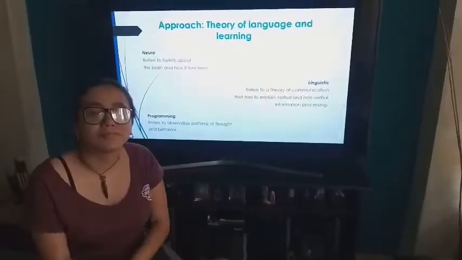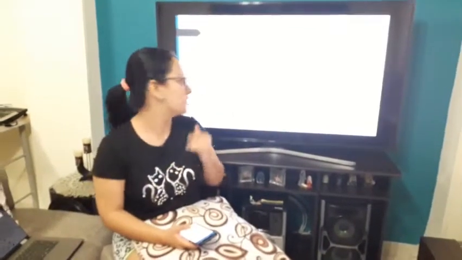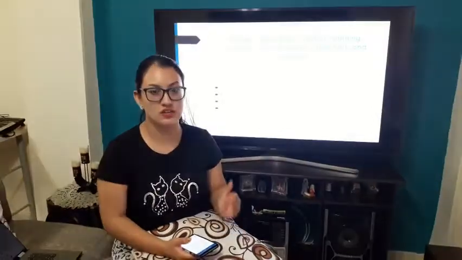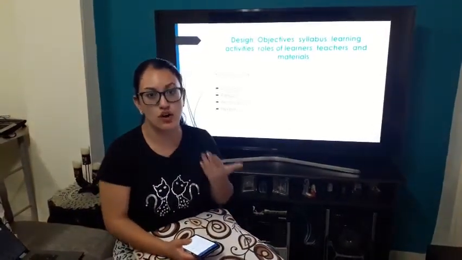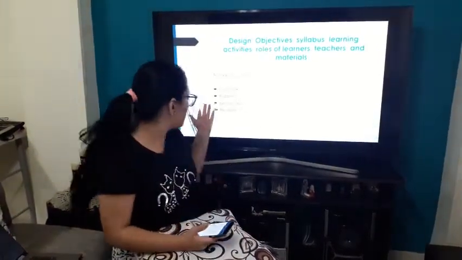Now we're going to talk about the design. So the NLP says that there are four principles. The first one, outcomes, says that it's important to know what we want in order to achieve the goals we have. The second one is rapport.